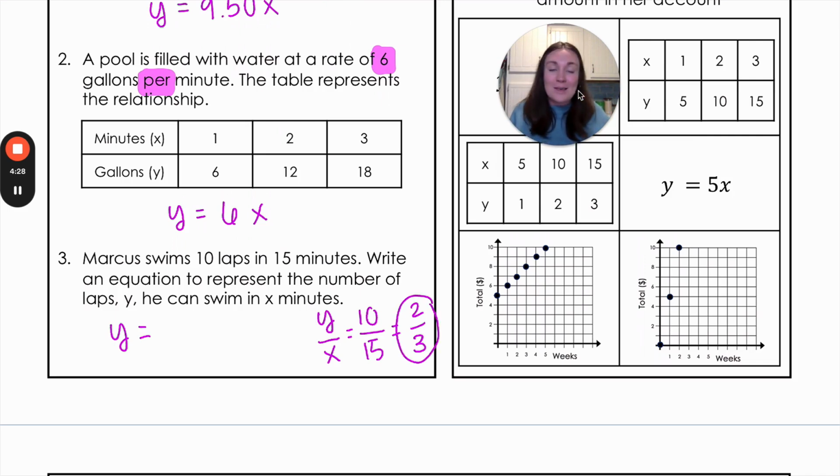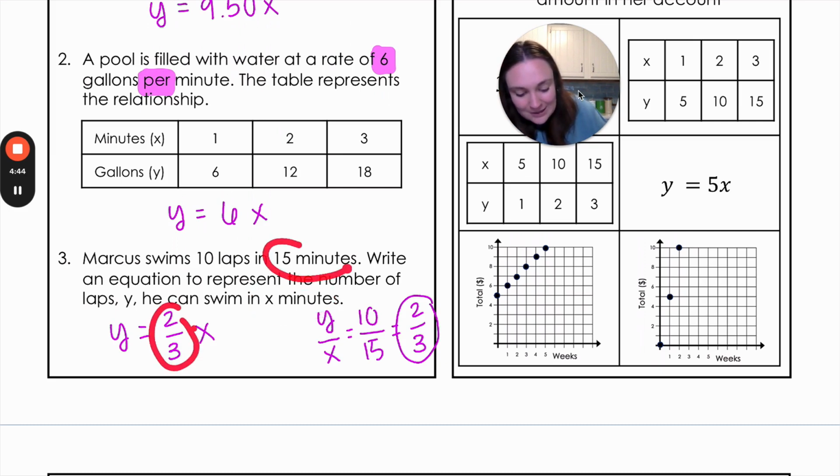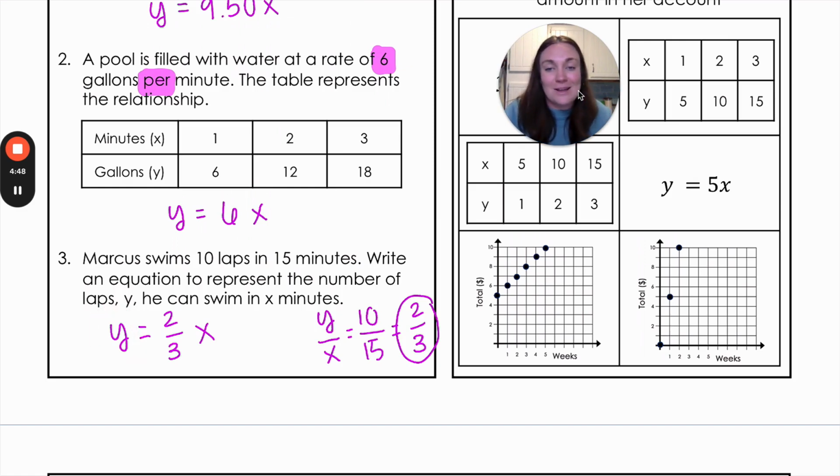And so that becomes my slope to plug into my equation. So I get y equals 2/3 x. Now again, we can check this by plugging in our numbers. So if I say that he can swim x minutes, if I plug in 2/3 times 15 minutes, I will get my y equals 10 for my 10 laps. So again, we're always looking at that y over x and just follow the labels as they are given.